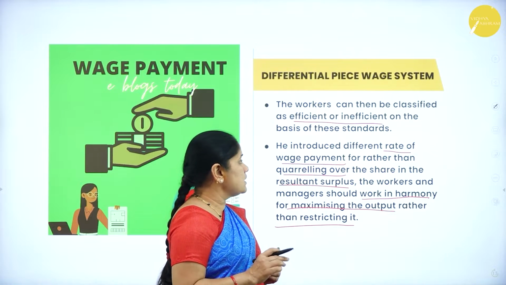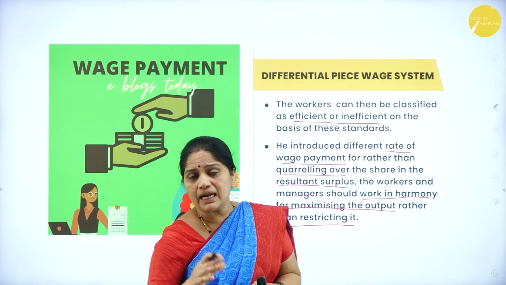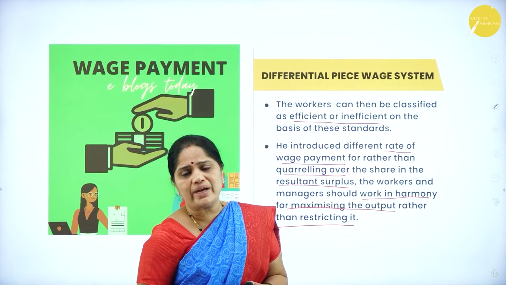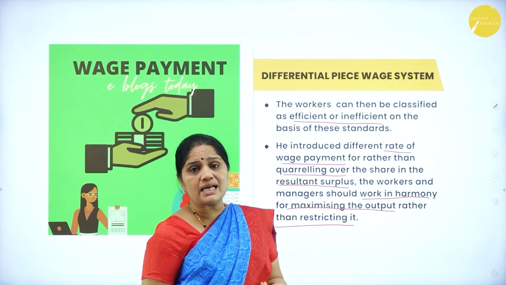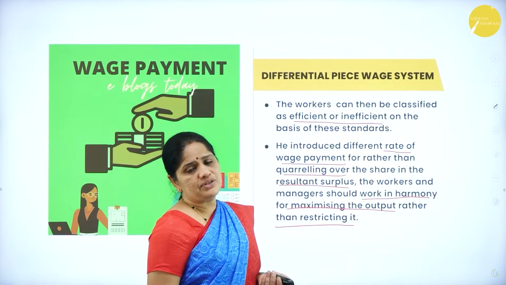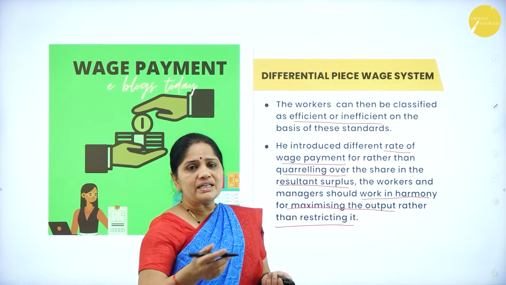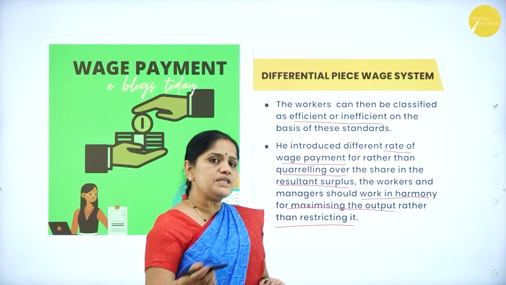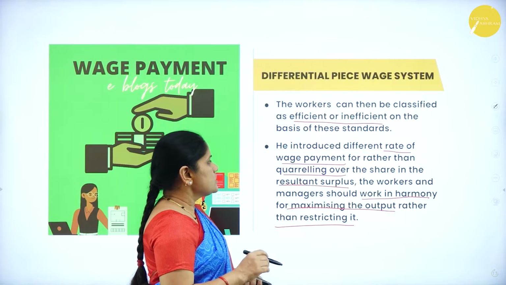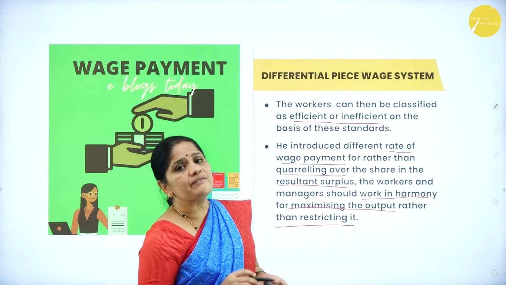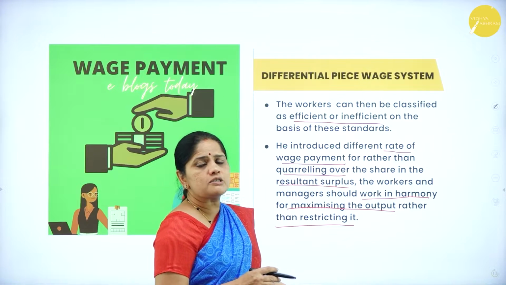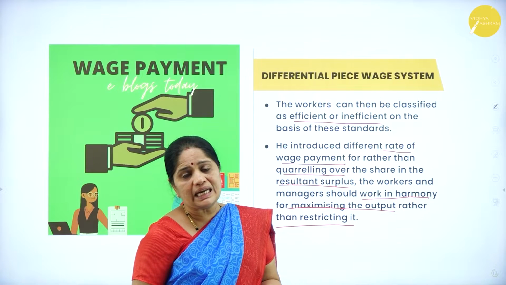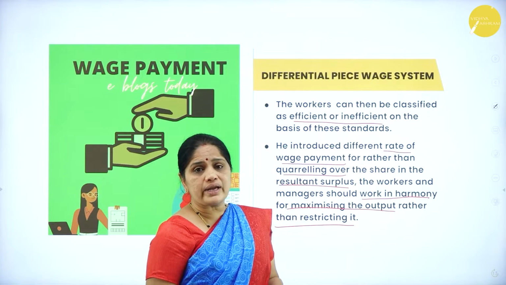Now, he introduced different wage payment for the efficient and inefficient workers. Now, why did he say that? See, if the person is very efficient, you can pay more because he is an asset to the company. If he is not working efficiently, you pay him less, and when you pay the efficient workers more, you will be indirectly motivating the inefficient workers also to work efficiently. Also, through this method, we can ensure that the management is paying the worker sufficiently. So, there will be no quarrel.